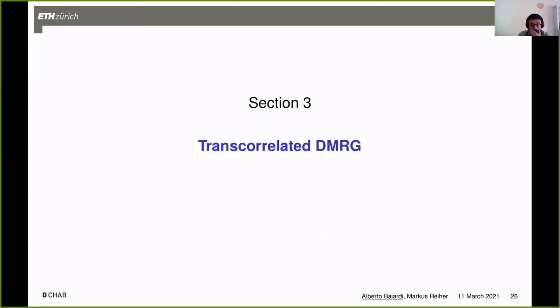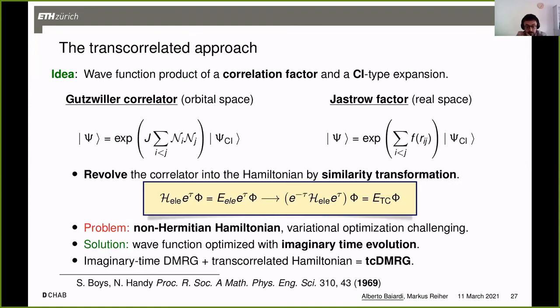And in the last few minutes, let me move to the last part of the talk, which has to do with transcorrelated DMRG, so explicitly correlated variants of DMRG. This may seem unrelated to what I've spoken about so far, but actually we use the imaginary time variants of the TD-DMRG theory I've spoken about before. And so this is the link between those two subjects.